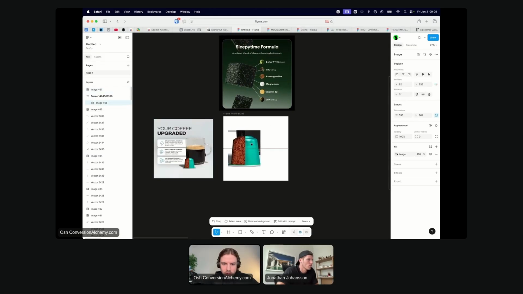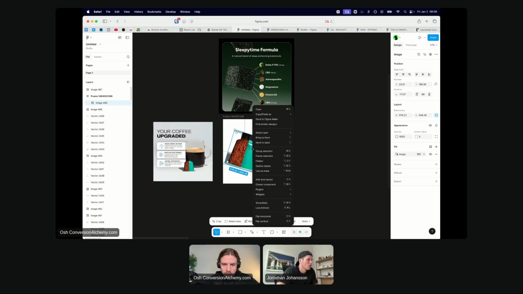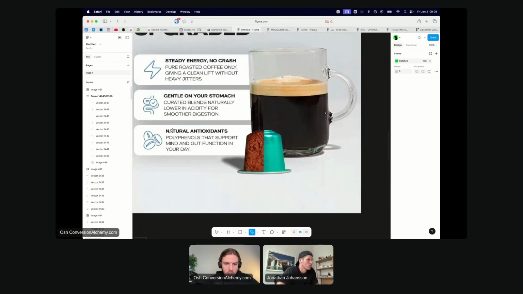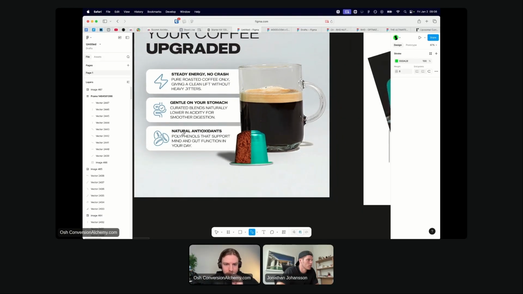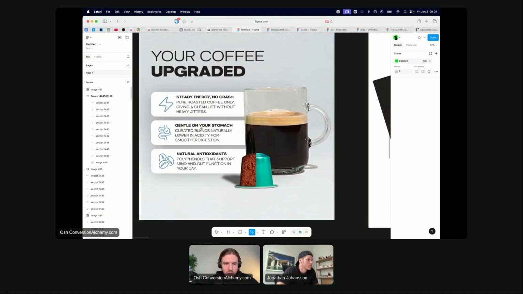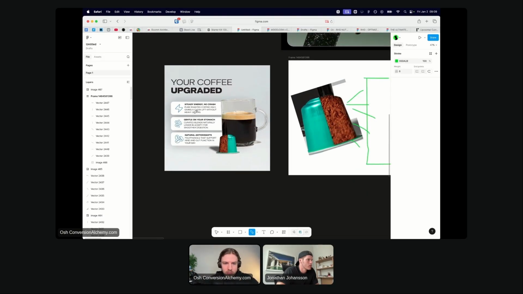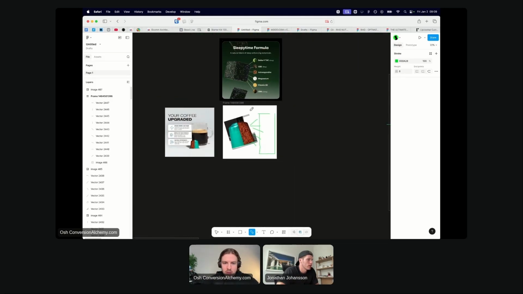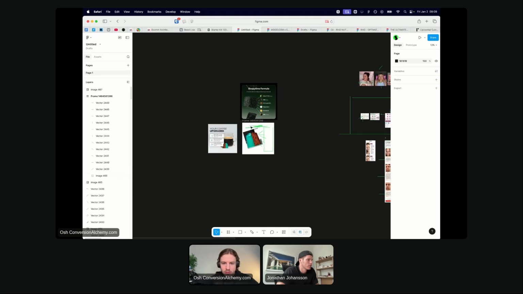Your coffee upgraded. You have a sliced cut of the capsule, and you're going to flip it this way, and then you have the lines that come out like that, and you show the blend, everything that is included. It doesn't need to be the exact blend, but you can list the different ingredients that are in it, and talk about the antioxidants. Talk about the gut healthy ingredients in here. Talk about what actually gives them the steady energy. So it's way stronger, because you see the headline, the subheadline, and you're visually selling it.